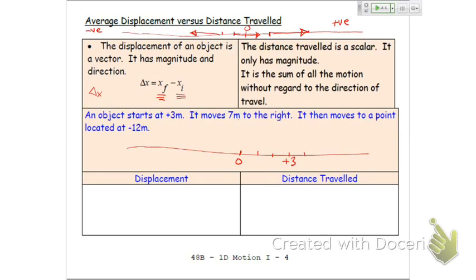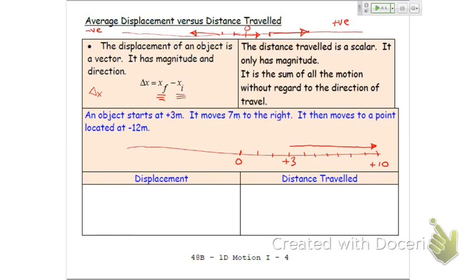So let's have a look. That's 1, 2, 3, 4, 5, 6, 7. So that took me to +10, I think. +10 meters. So let's draw that in. So I draw in that bit is a vector. It's got a certain direction to it.